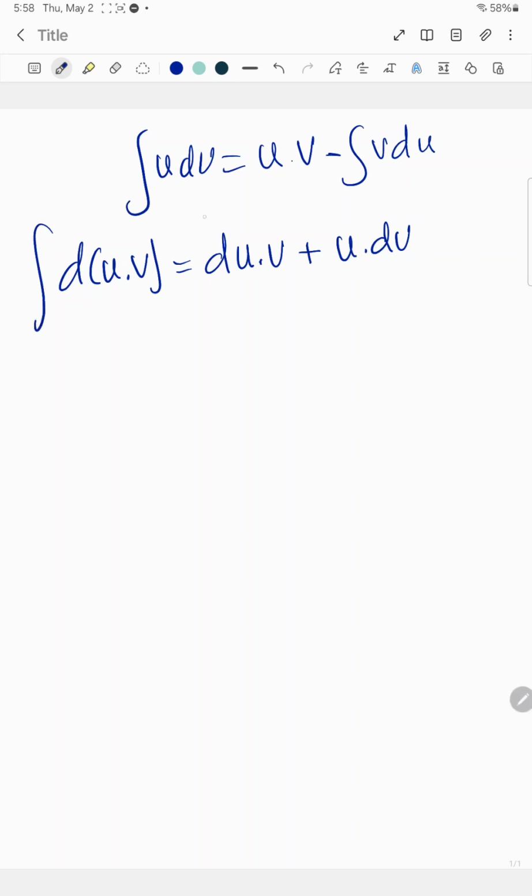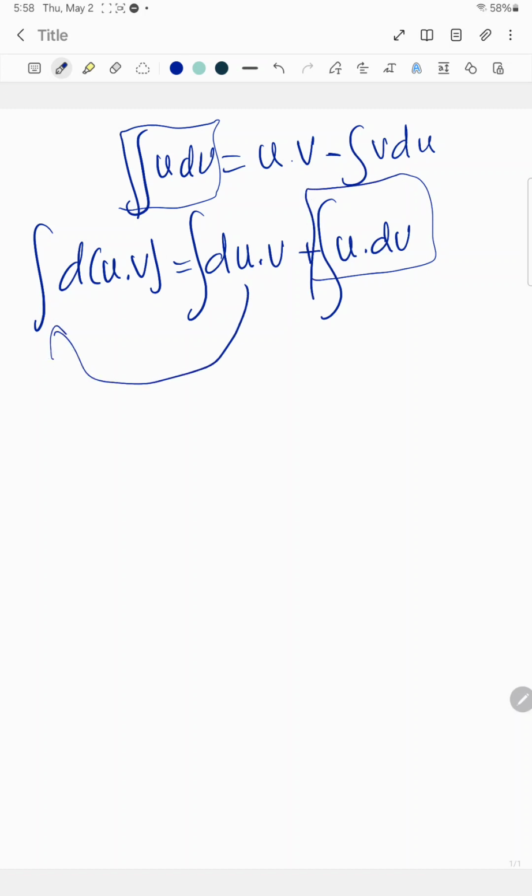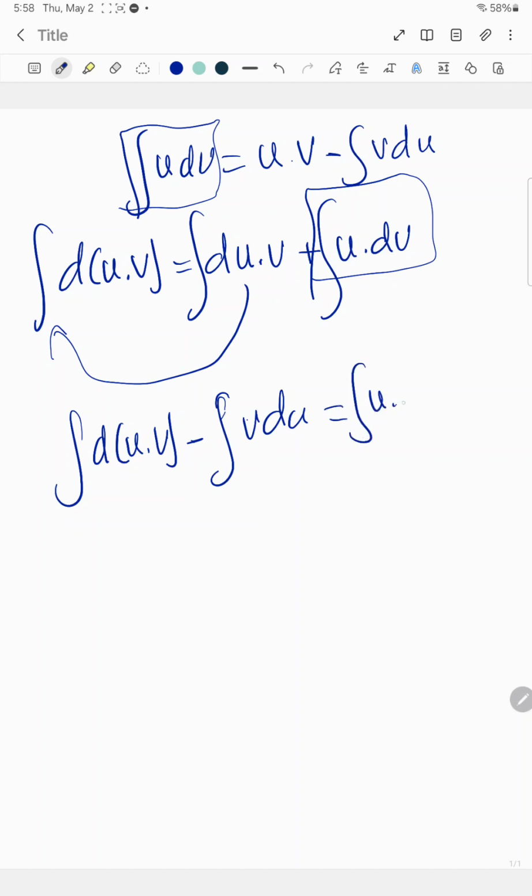So if I do the integral on the left-hand side and the integral on the right-hand side, my equality remains true. I want this integral of u dv, which is here. So if I bring this to that side, I would have the integral of u dv. So I will put the integral of the derivative of u times v minus the integral of v du. I can write v du or u dv because 2 times 3 is equal to 3 times 2. It does not matter. Equal to the integral of u times dv.